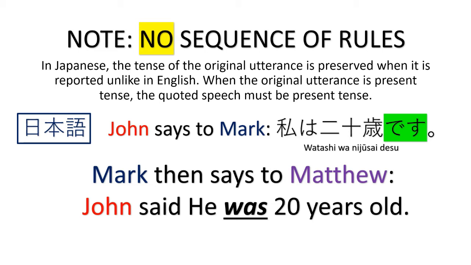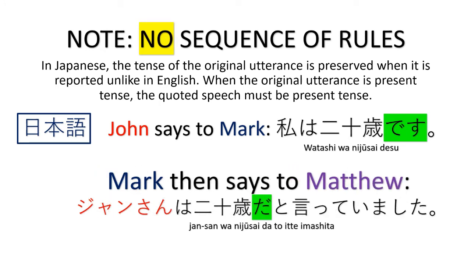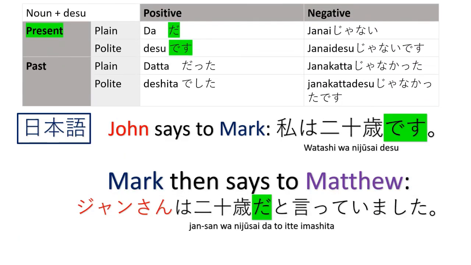And that is not the case with Japanese. In Japanese, the equivalent is, John says to Mark, 私は20歳です。Now, in this case, when Mark is reporting to Matthew, he will also use the present tense, だ. So, Johnさんは20歳だと言っていました。Okay? As you can see, だ is the plain positive present form of です. So they are both in the present tense. We just use the plain present form because of to itteimashita. We do not use です before to itteimashita. Okay? We retain the tense of the original utterance. So please remember that.